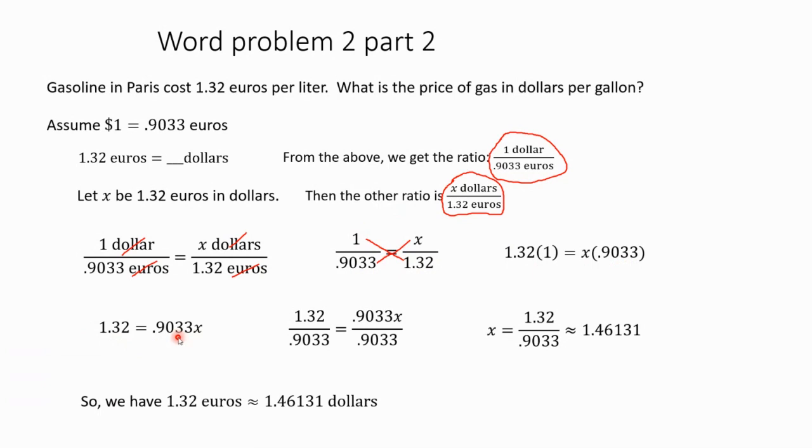Then we divide, because we want to get x. So we get x is 1.32 over 0.9033. And again, x is this. I didn't round to 2 decimal points yet, not till the very end, so I'm using more than that. But from here, we get 1.32 euros is about $1.46131. So again, I wouldn't round until the very end.